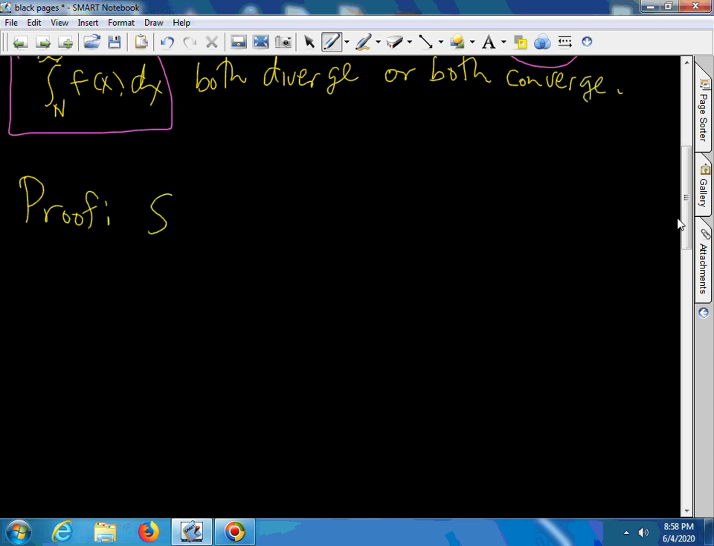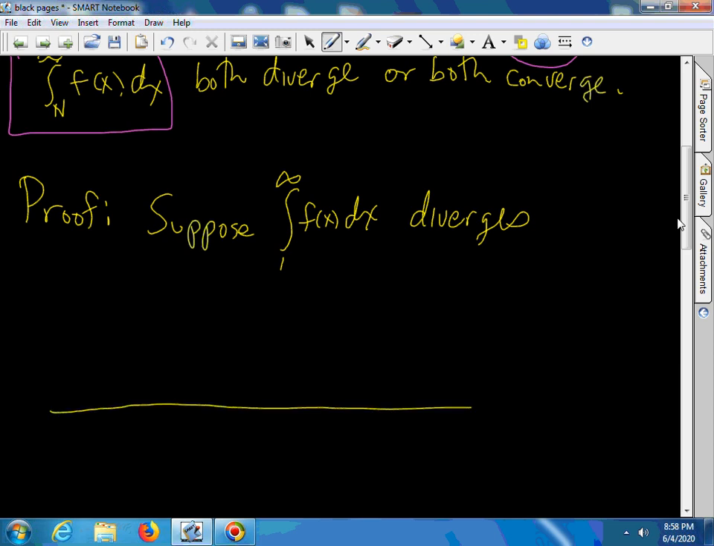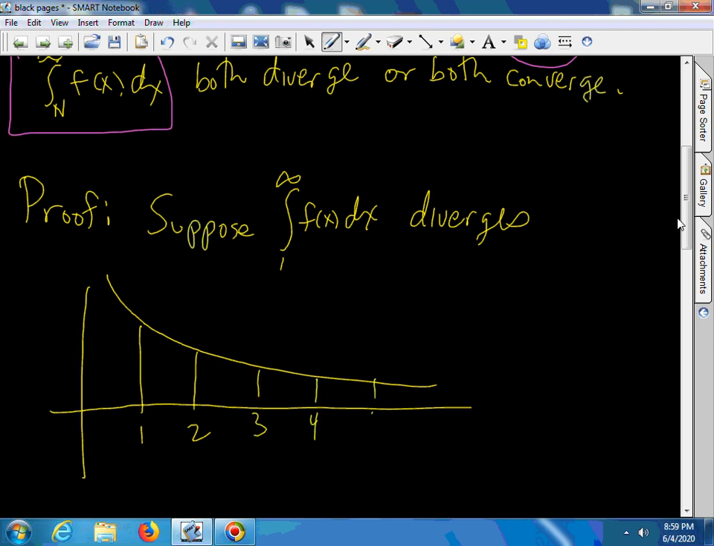Proof. Suppose the integral from 1 to infinity of f of x dx diverges. The integral equals infinity. Okay, so here's the function. It's decreasing. Here is where x is 1 and 2 and 3 and 4 and 5, etc. But that also corresponds to A1 and A2 and A3 and A4 and A5, etc.